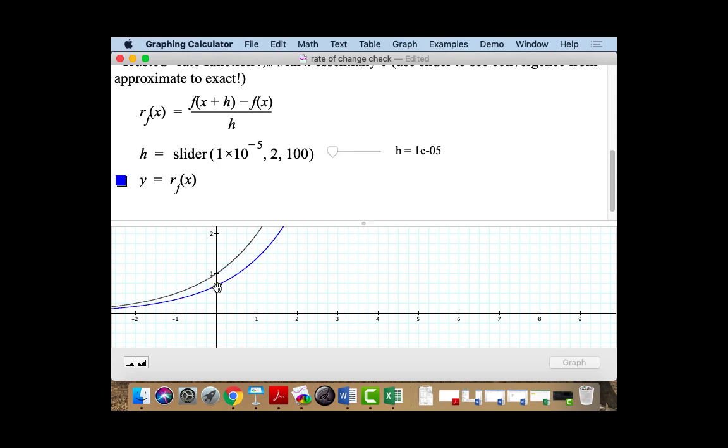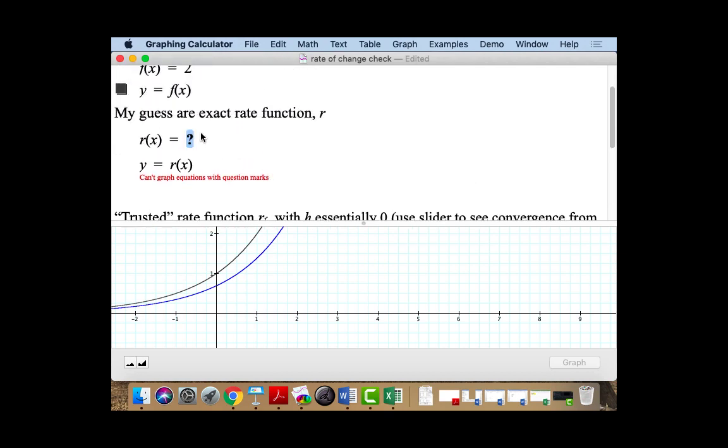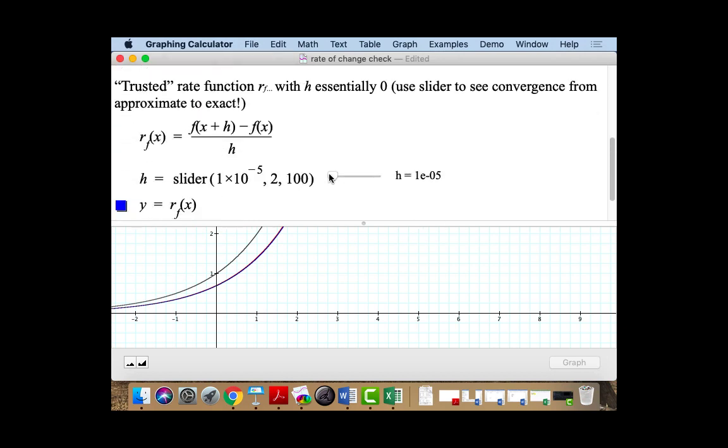Oh, wait, that's 0.75 there, so a little bit below 0.75. So if I were to guess, well, let's see, is this 2 to the x times 0.7? Well, that looks pretty close. This is with my h extremely small. It's not exact, but it's pretty close.